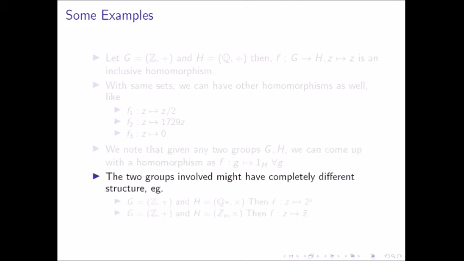Two groups were involved. Over here, they had a similar structure. What was that? One was a subgroup of the other, and the operation hence was the same. But what if the operation is different or the groups are different? That's quite possible. Let's look at two examples. Firstly, consider the additive group of integers as G and H as the multiplicative group of rational numbers. Note that f defined as z goes to 2 power z is a well-defined function from integers to multiplicative rational numbers, as 2 power z is always a rational number when z is an integer.